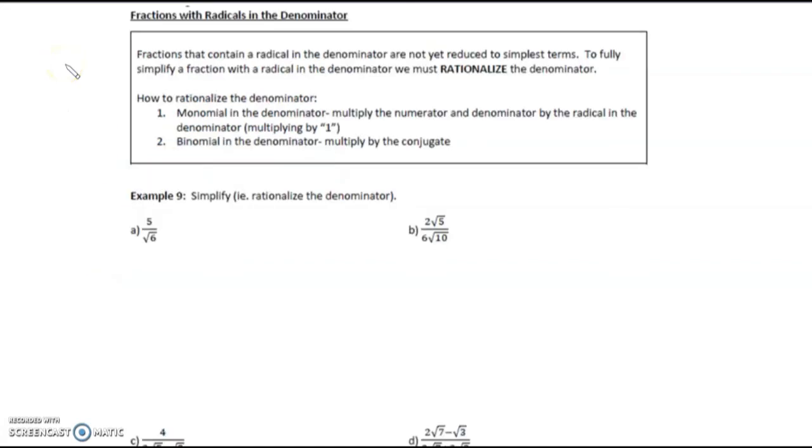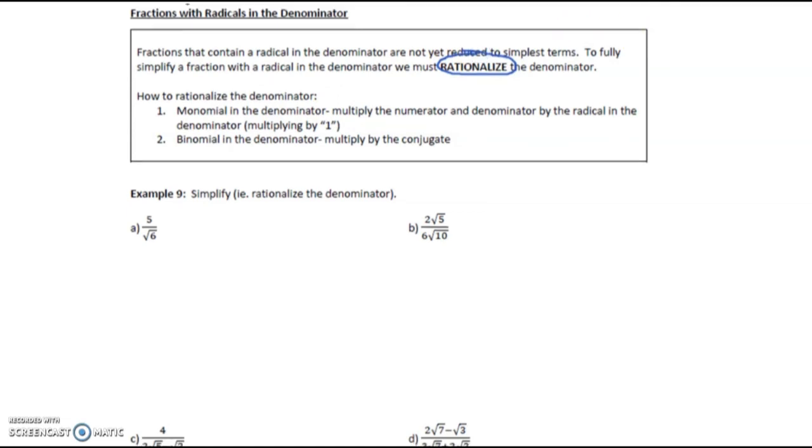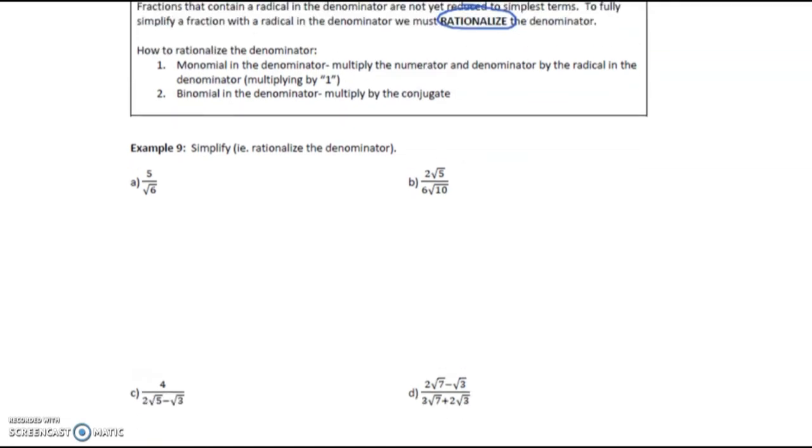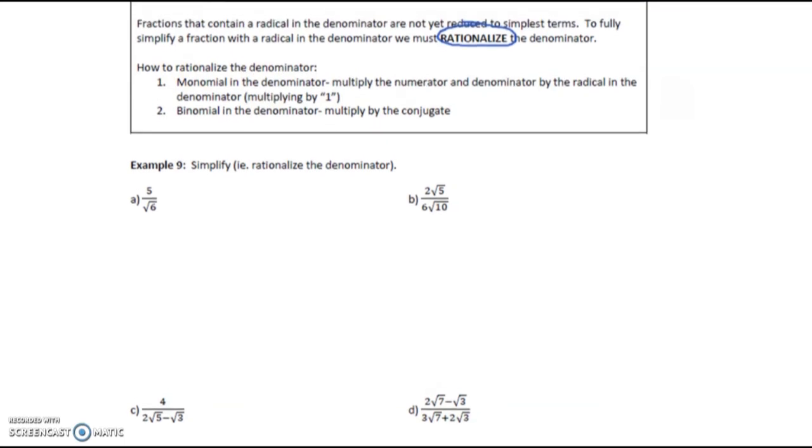All right, last, let's talk about radicals. Fractions with radicals in the denominator. Fractions that contain a radical in the denominator are not yet reduced to simplest terms. To fully simplify a fraction with a radical in the denominator, we must rationalize the denominator. Okay, so this will come back again in calculus. To rationalize the denominator is to get the root out of the denominator. Okay, so how do we rationalize the denominator?